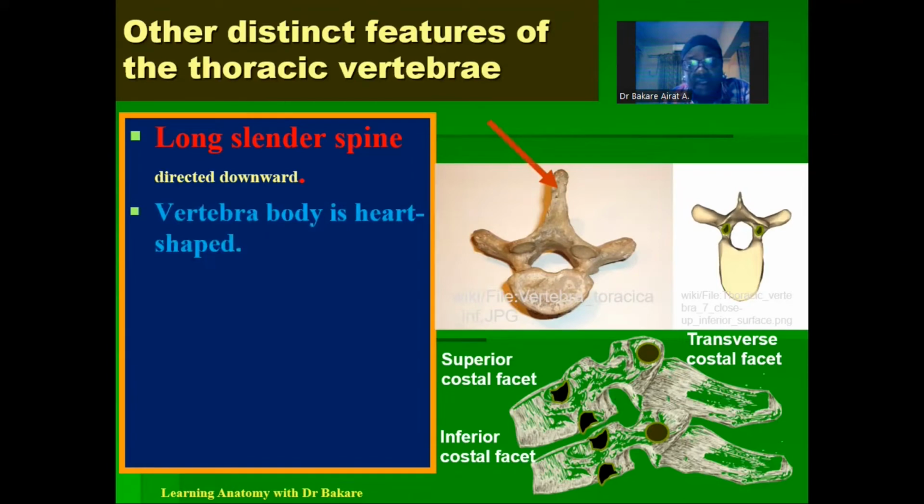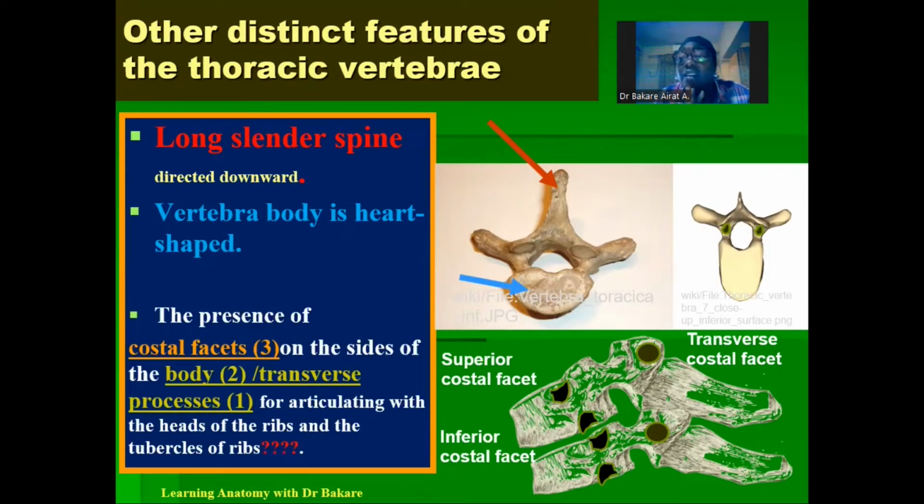Then going further, we have the vertebral body. The vertebral body is also referred to as the centrum, and this is the vertebral body. We said that it is a thick mass of bone. In the thoracic vertebra, it has a heart-shaped structure. If you look at the way it is configured, it is not rounded, it is heart-shaped. So this is another characteristic that distinguishes the thoracic vertebra from other vertebral bones.